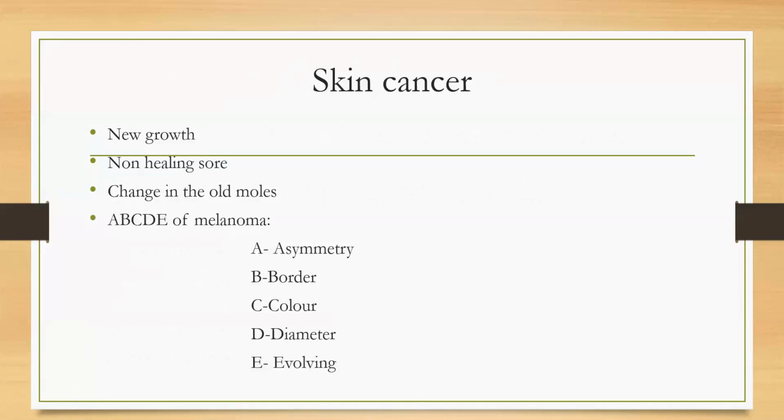Next is skin cancer. The most common symptom is an increase in the number of moles. There will be new growth or a wart. Then if there is an increased number of moles, you should look for what changes are taking place, like whether it has symmetry or asymmetry. Border, you should look for whether it is demarcated or diffused. Color you should look at, and diameter, whether the diameter is increasing or decreasing, evolving. These are the things you need to observe. And sores will be non-healing in nature.